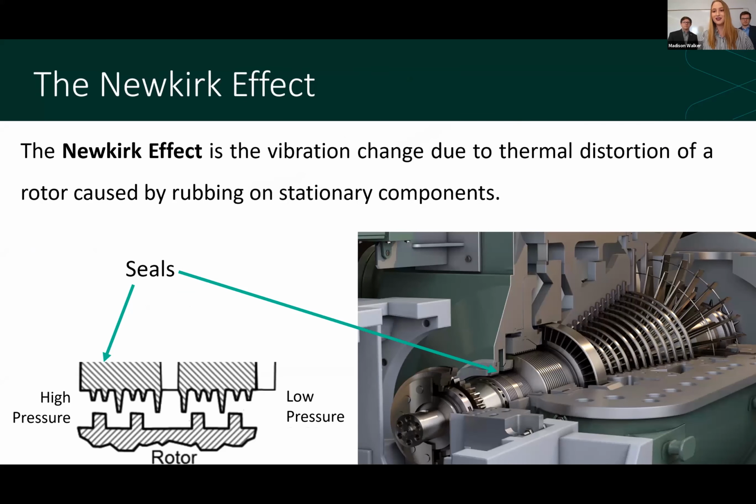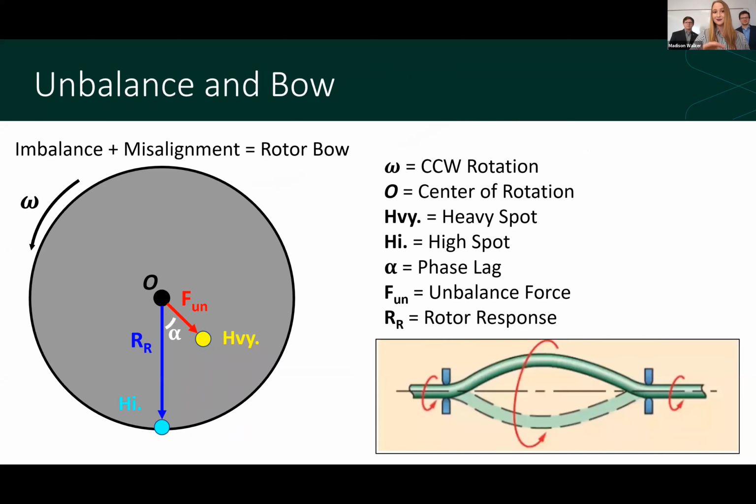Next, let's go into some of the theory. This is the Newkirk effect. The Newkirk effect is actually a vibration change in the rotor due to thermal distortion, which basically means one part of the rotor is heating up and the rest of it is not, which causes some bow that we'll talk about in a minute. This can be caused by going through a critical speed, which causes the rotor to vibrate way more than normal, and it rubs against a seal that normally would not be touching it. So Ryan is going to talk some more about this.